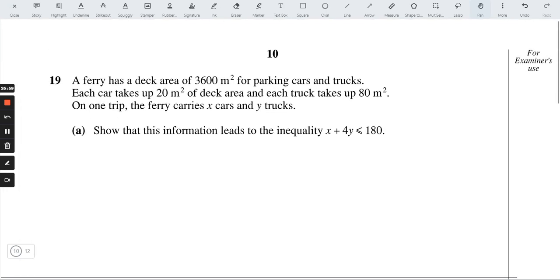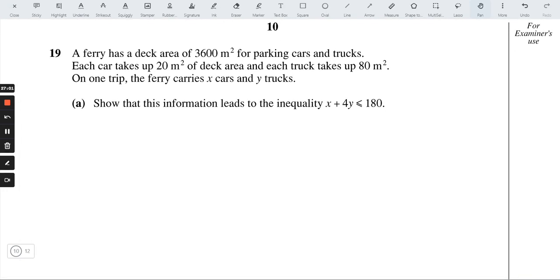Now question 19 here. A ferry has a deck area of 3,600 meters squared for parking cars and trucks. Each car takes up 20 meters squared of deck area and each truck takes up 80 meters squared. On one trip, the ferry carries x cars and y trucks. Show that this information leads to the inequality x plus 4y less than or equal to 180.